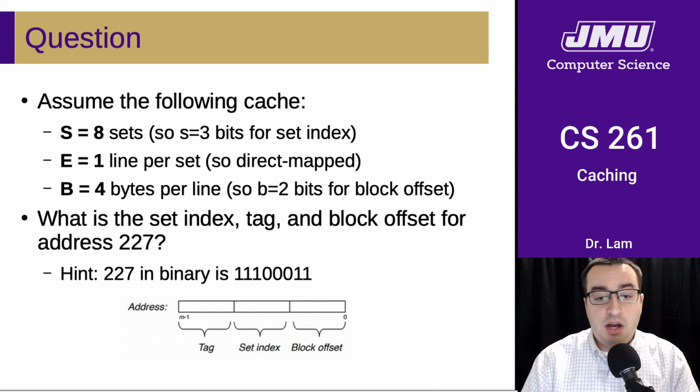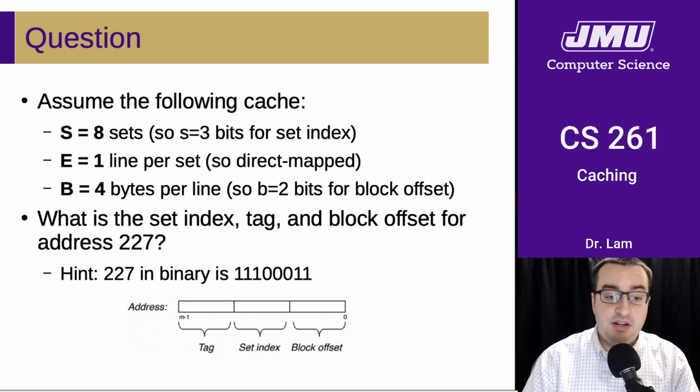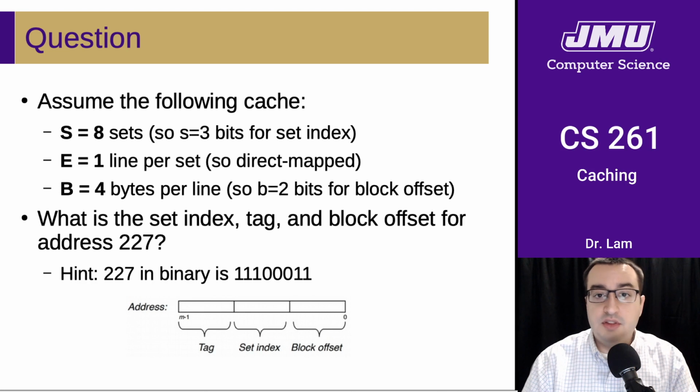All right, so the first address that we're trying to access is address 227 in decimal. So what is the set index, tag, and block offset for that address? And I've given you a hint here that that number in binary is this number. So take a second, pause the video, and see if you can identify what the set index, the tag, and the block offset would be here.